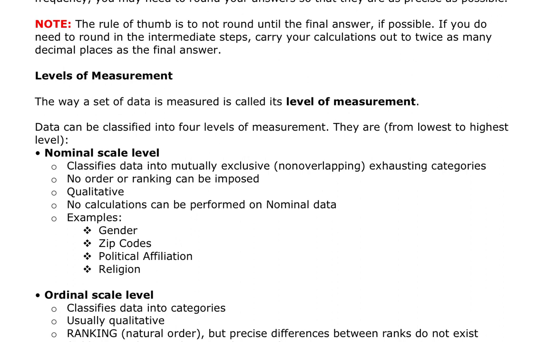It's qualitative data. No calculations can be performed on nominal data because it's qualitative. So gender or zip codes, political affiliations or religion, you're just collecting the data. You can't actually do a calculation on people's religious beliefs. You could do calculations on how many times people said that they were a certain religious belief, but you can't do any calculations on their actual religious belief.